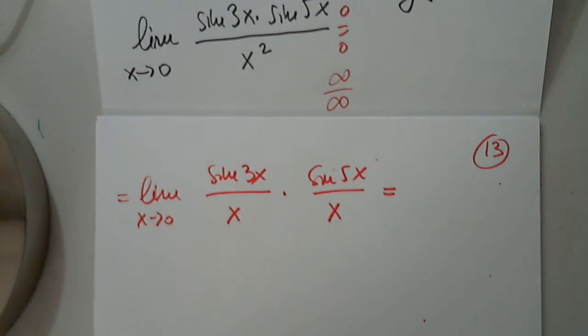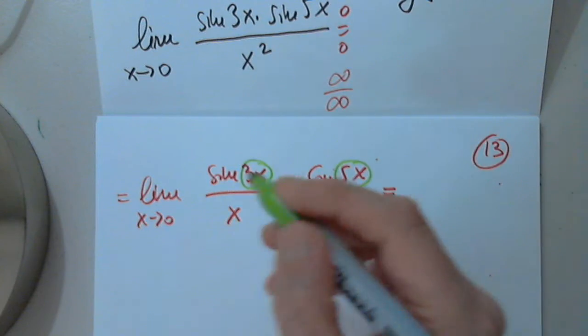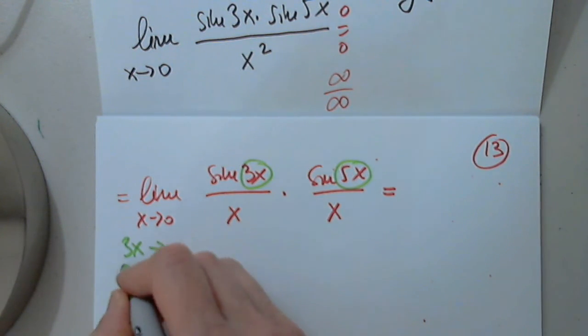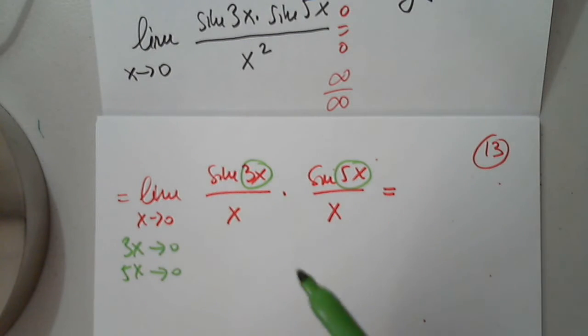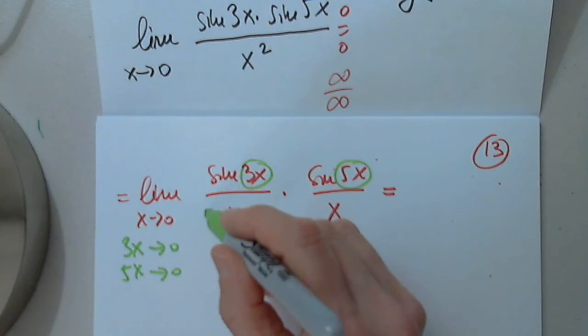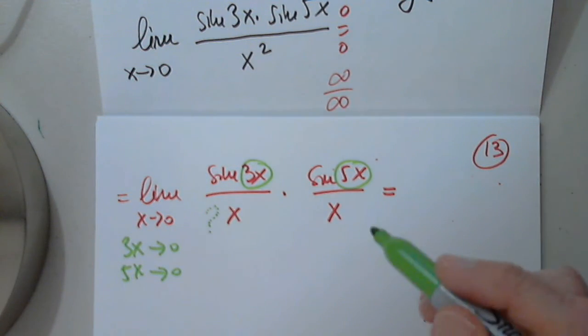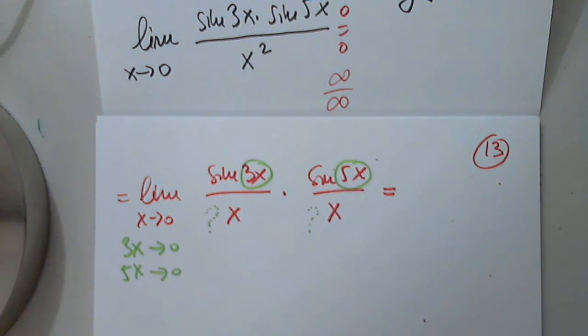And I also know that when x approaches 0, also 3x approaches 0 and 5x approaches 0, because I can multiply both sides here by 3 or 5. It doesn't matter. But if I don't, I'm missing something here to draw a conclusion. What am I missing here? And what am I missing here?